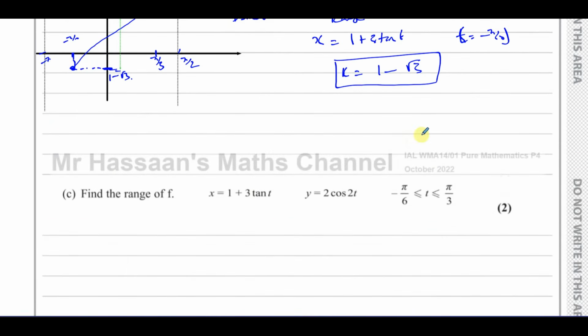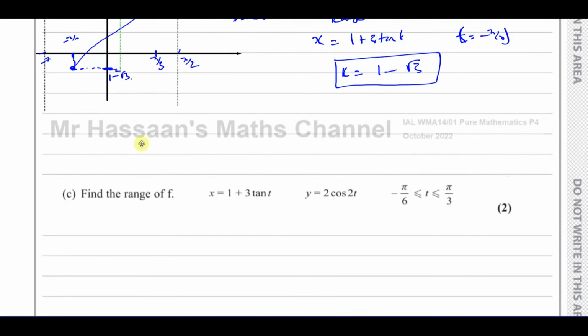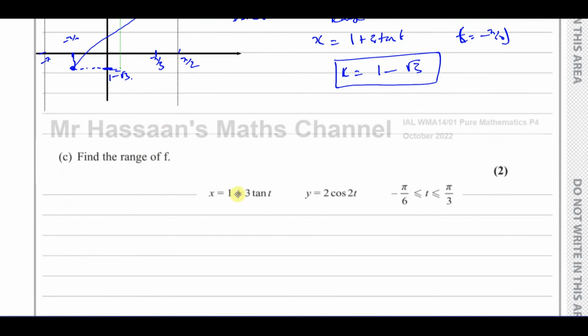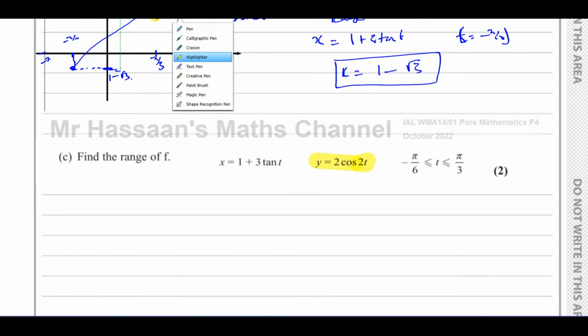Now, for the range of the function, what is it that affects the range of the function? Well, it's the y part of the parametric equation. So it's going to be this part here which affects the range. So we've got to think about this curve. This has got 2 cosine 2t. So we know that if we draw this curve, I'm going to make a little sketch of it.